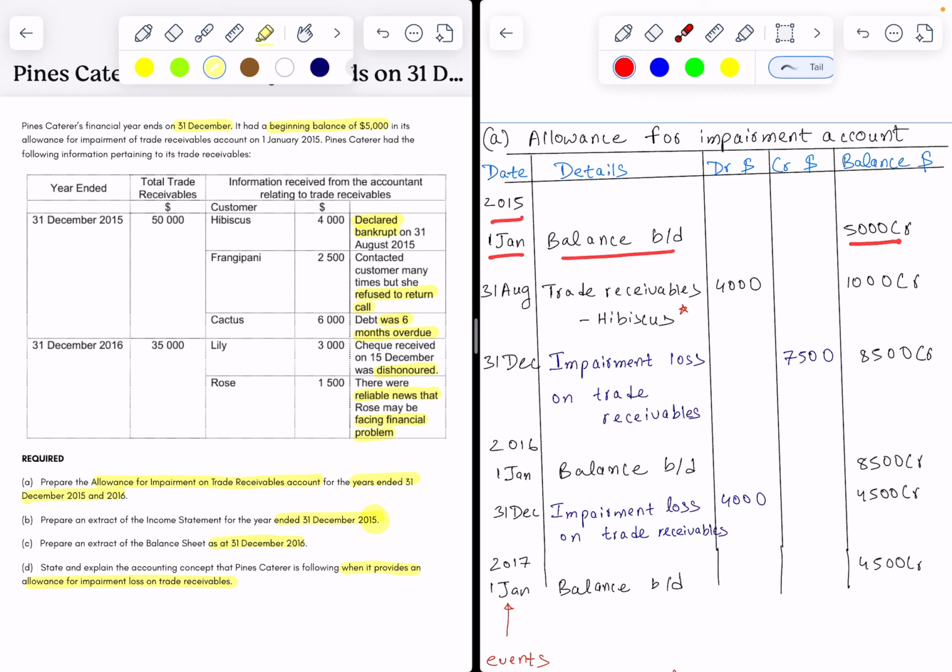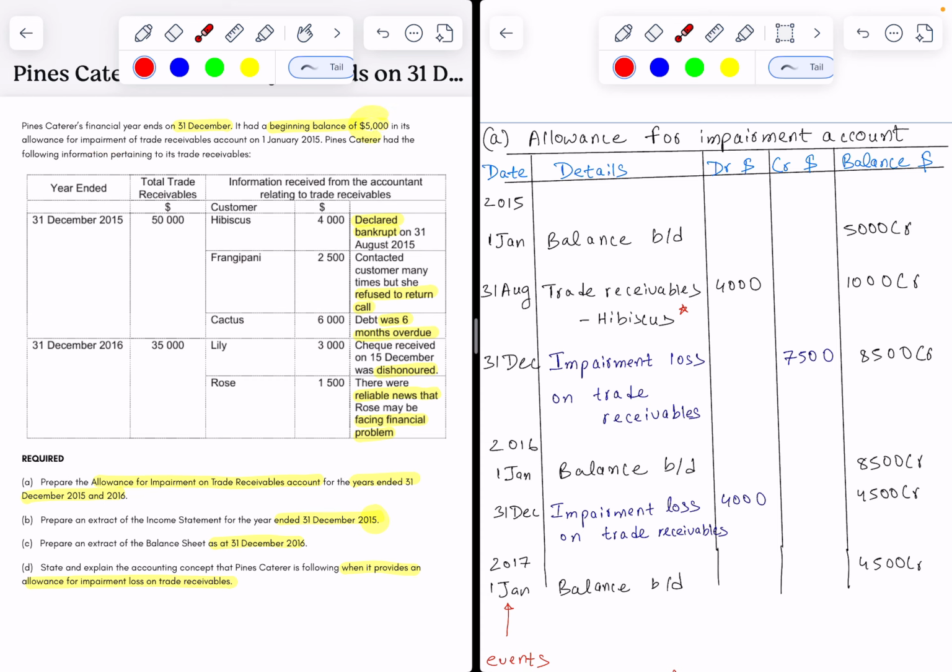And based on our discussion regarding what an allowance for impairment of trade receivables account actually is, we know it's a contra asset account, and by default, all contra asset accounts should have an opening balance on the credit side. This $5,000 is what we have sourced from the second line of the first paragraph, where it clearly mentions it had a beginning balance of $5,000 in its allowance for impairment account on 1 Jan 2015.